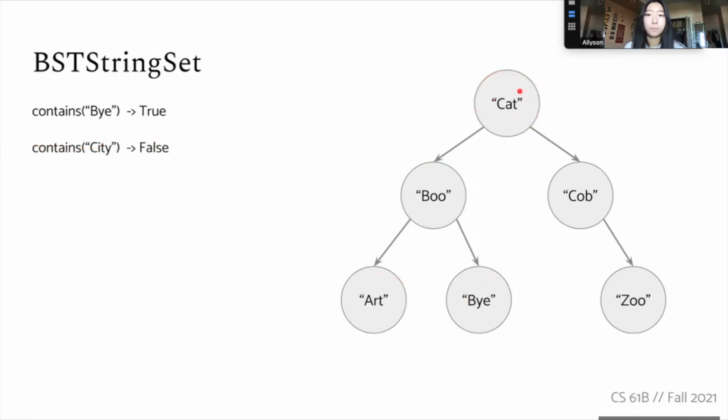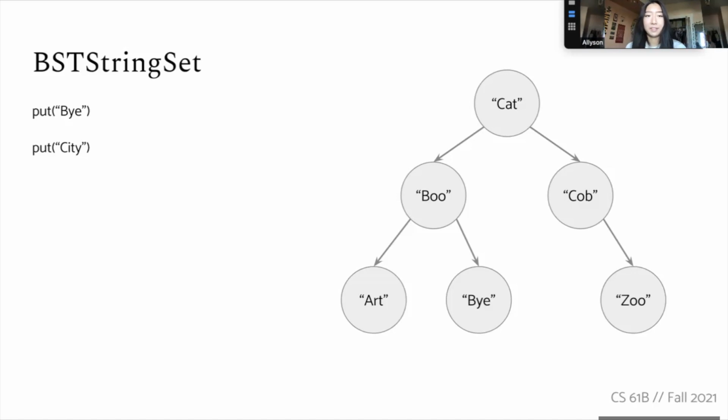What if we called contains of city? Again, we'd start at the root, and we'd say alphabetically, city is greater than cat, so let's go to cat's right. City is less than Cobb, so let's go to Cobb's left. But then we realize it's null. If city was present in the binary search tree, it must have been here, but it's not here. We've reached the end. Therefore, contains of city should be false.